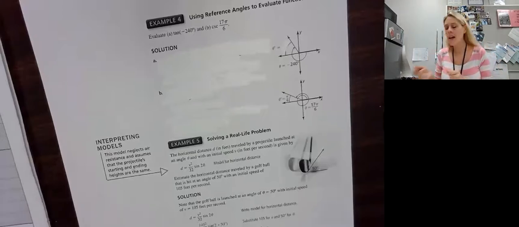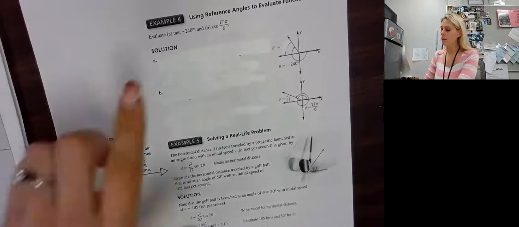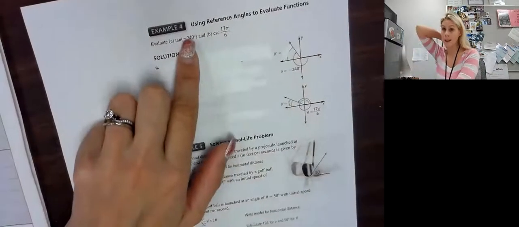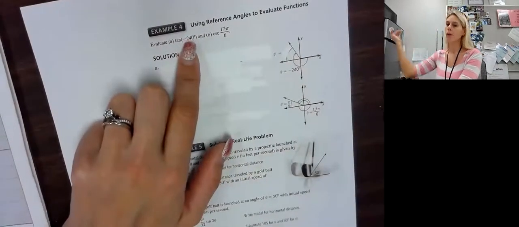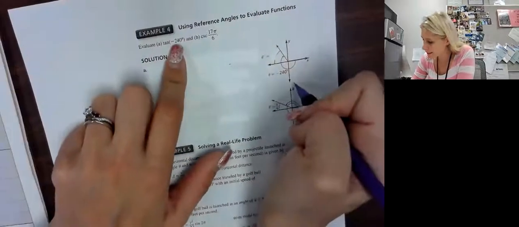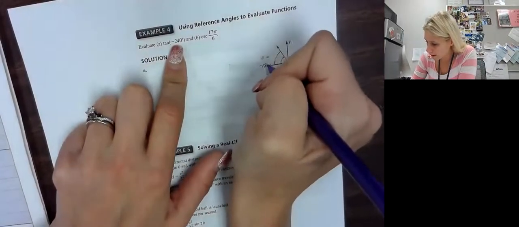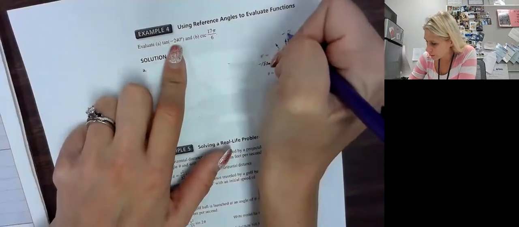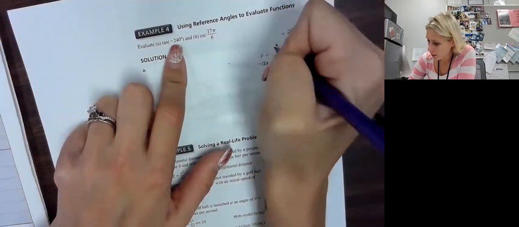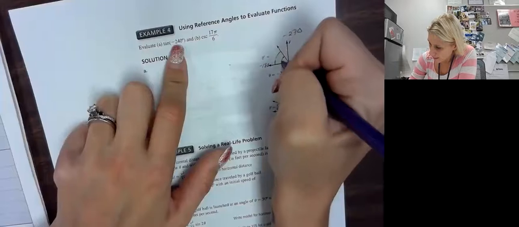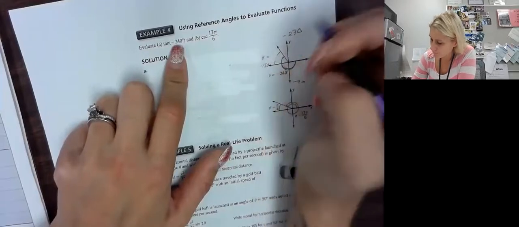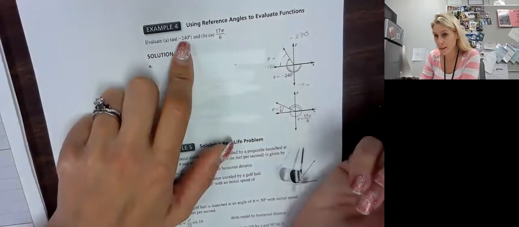Okay, sorry guys. So the first thing we want to do, kind of ignore the trig function right now and draw out your angle. So right now we have a negative 240. So again, we're going clockwise. So again, this is negative 90, negative 180. This would be negative 270. So here we are at negative 240. How do we find that reference angle?